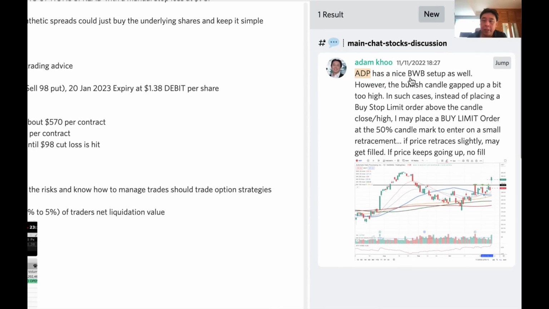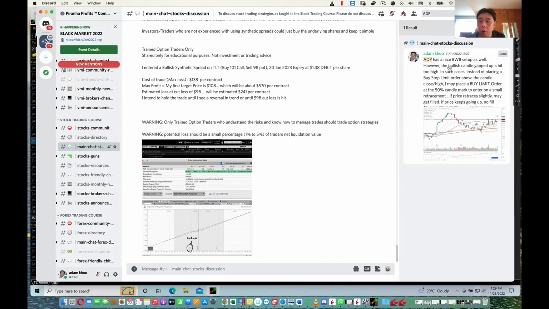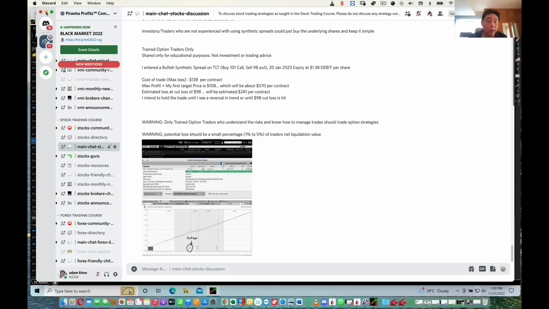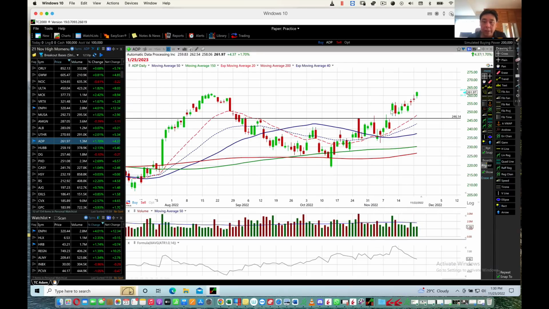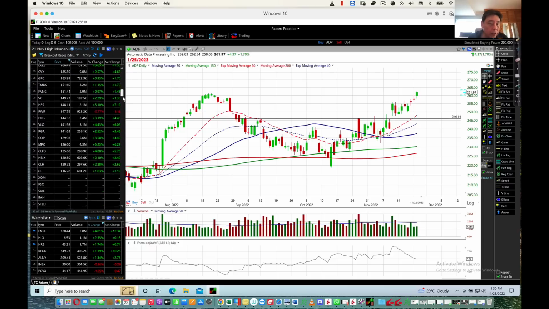ADP has a nice breakout within base setup. You can see over there, breakout within base setup. And I said, hey, I'm going to place a buy limit order, 50% of the retracement of the candle, right? So that was actually called on the 11th of November. And we call out these trades every day when we do find these trade setups. So this was a very nice trade that most of us are in right now. Breakout within base setup. Let's see what other trades I can highlight that came up today.